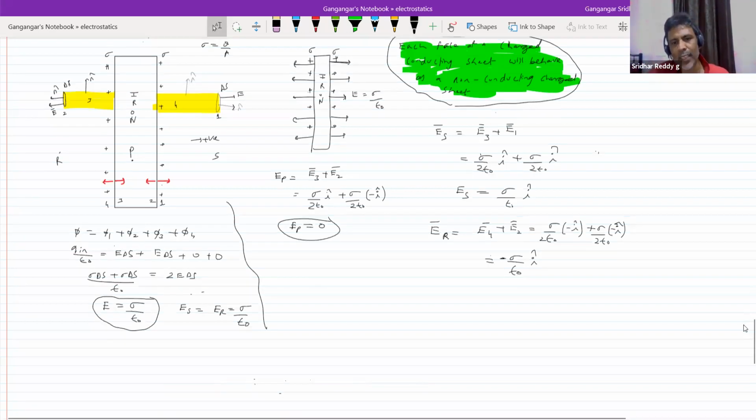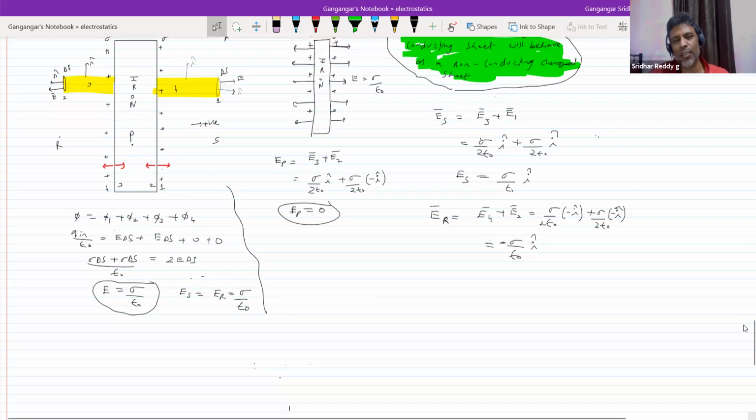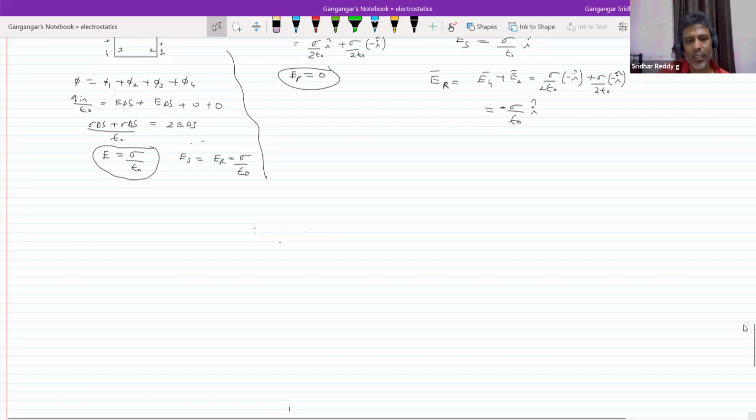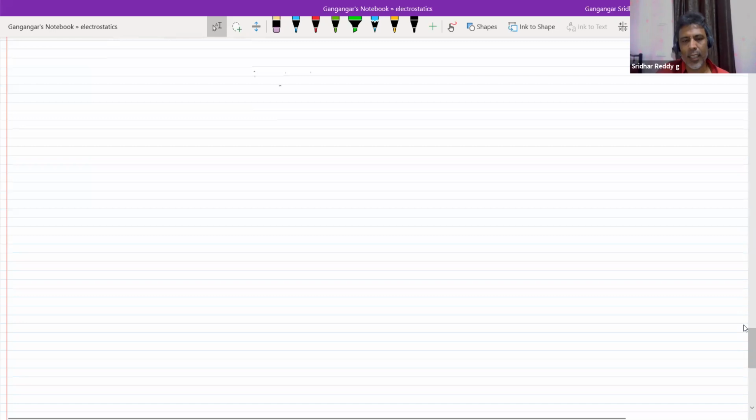So we'll go for conducting shell. Even the conducting shell is also similar to a large non-conducting sheet only. Thin conducting shell, I'll take it. Or conducting sphere, no problem. So here, conducting sphere.